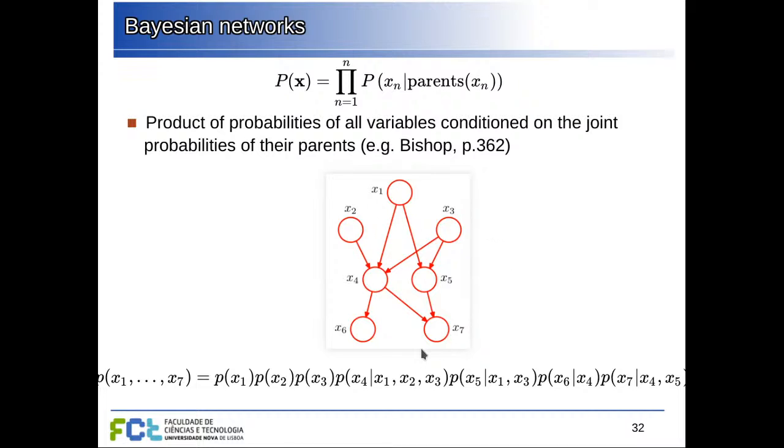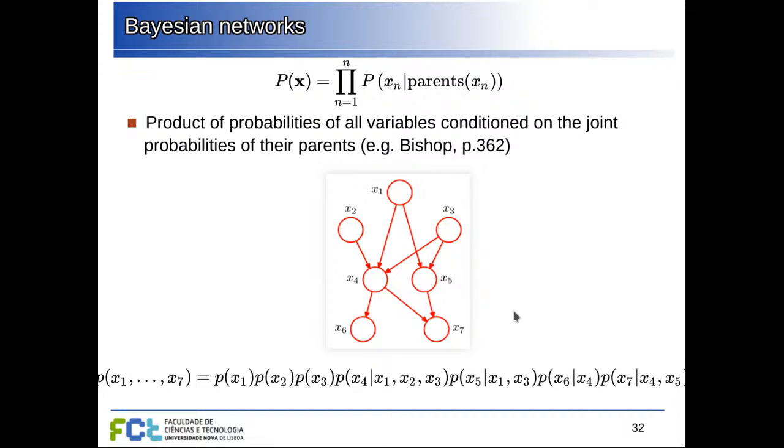In this Bayesian network, you can write the joint probability distribution of these 7 variables by following this rule. So basically we compute the product of the conditional probability of each variable given the joint probability distribution of its parents. If a variable does not have parents, then this is just the marginal probability for that variable. For example, x1 does not have parents, so it appears here only as probability of x1. The same for x2 and x3. But then x4 has 3 parents, x1, x2, and x3. So x4 is conditioned on the joint probability distribution of x1, x2, and x3. The same thing for x5, which depends on x1 and x3, and so on.